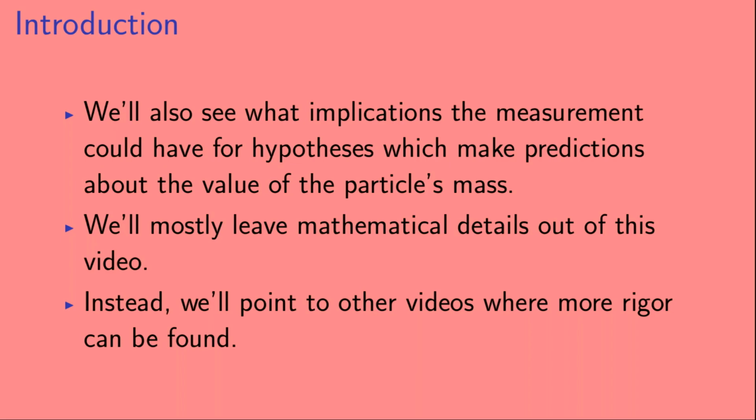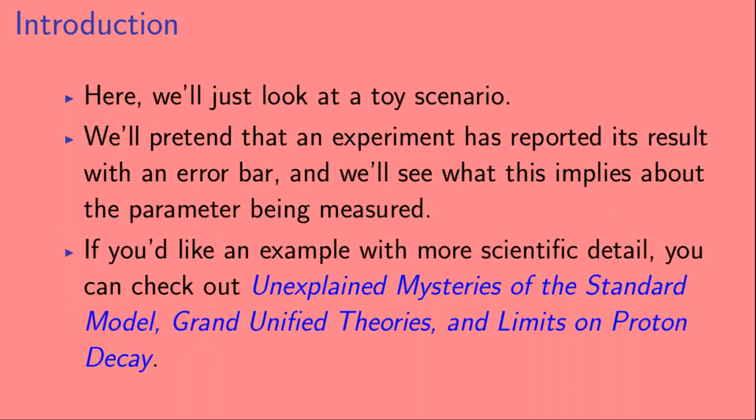Instead, we'll point to other videos where more rigor can be found. So here, we'll just look at a toy scenario. We'll pretend that an experiment has reported its result with an error bar, and we'll see what this implies about the parameter being measured. If you'd like an example with more scientific detail, you can check out Unexplained Mysteries of the Standard Model, Grand Unified Theories, and Limits on Proton Decay, available on this channel.